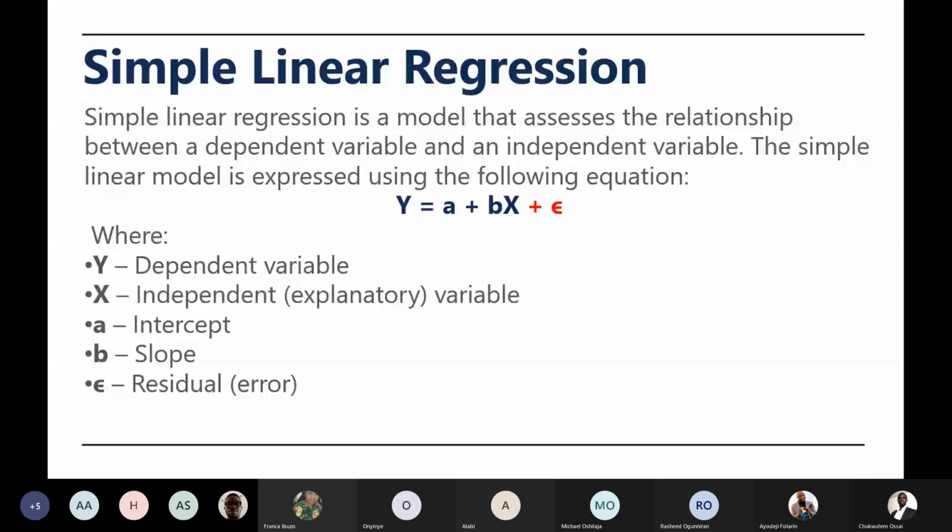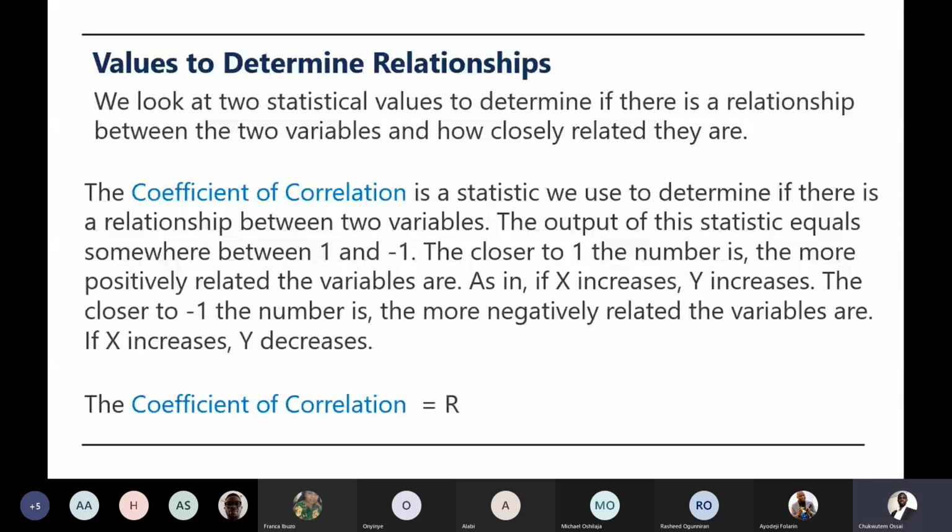Now, the values that we are to determine relationships. We are going to look at two statistical values to determine if there is a relationship between the two variables and how closely related they are. The first one is the coefficient of correlation. Coefficient of correlation is a statistic we use to determine if there is a relationship between two variables.